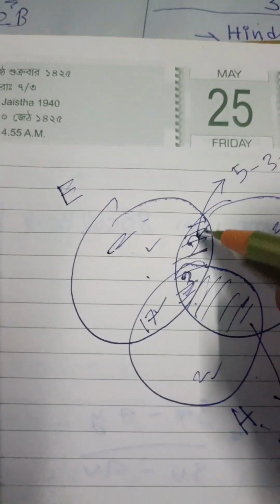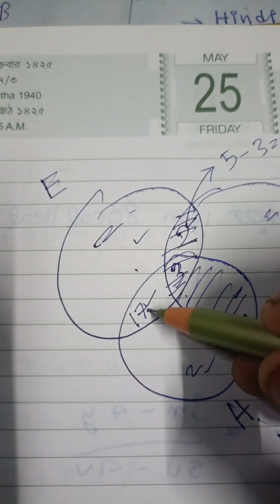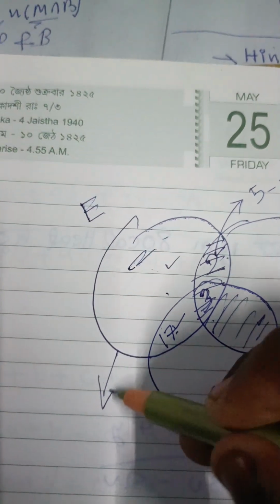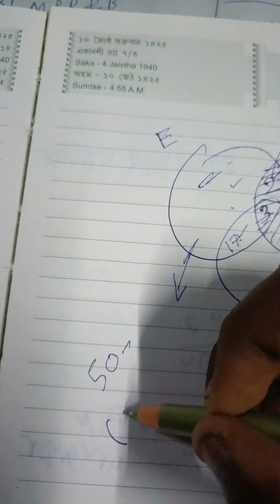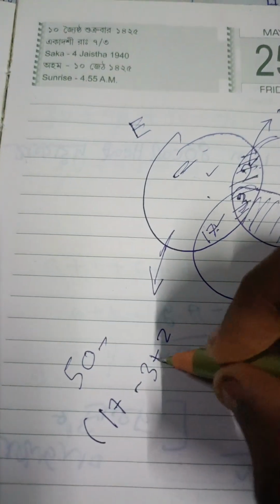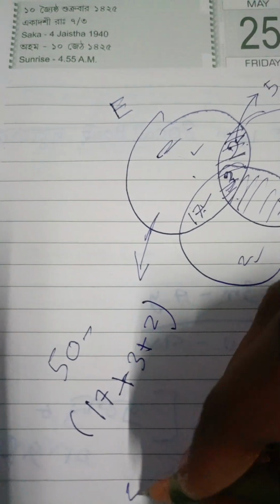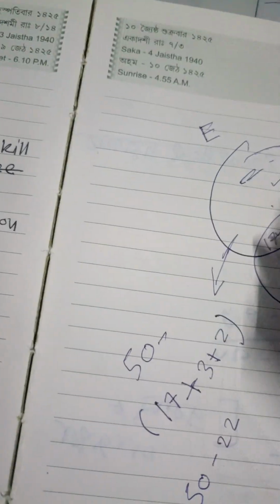Okay, so in here it's already given 17, 5 and 2. English is known by 50%. So 50 minus the students who only know English, that is this, 50 minus 22. What will be the answer? 28. So it will be 28.